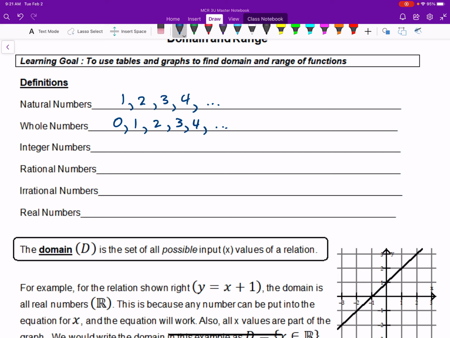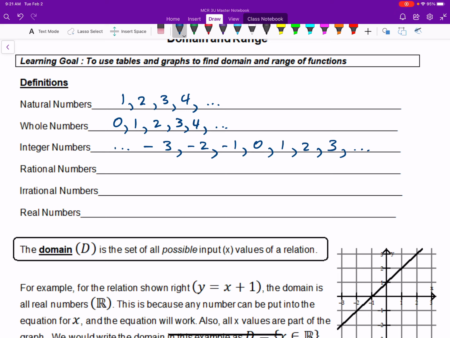Integers are still no decimals or fractions, but they involve negative numbers. They can go to negative infinity up to positive infinity, but we do not have fractions or decimals involved. And a good example for integers I like to think of is money, right? Whole negative, positive amounts of money. I owe you $10, that's negative 10. You owe me $20, that's positive 20, and so on.